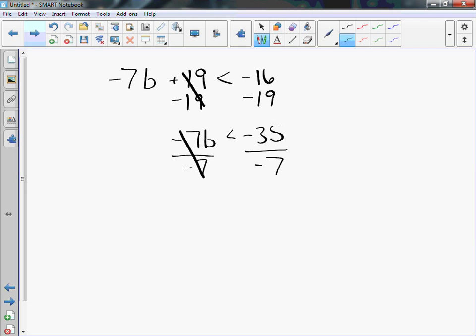Negative 7's cancel, leaves me with a b. Now we have to think. I divided by negative 7. And the rule is if I multiply or divide by a negative number, I have to flip the inequality symbol. So the inequality symbol was a less than sign. So I'm going to change it. It was a less than. I'm going to change it to a greater than sign. Okay? And then let's finish out what's happening here. Negative divided by negative is a positive. 35 divided by 7 is 5. Okay? So b is greater than 5.